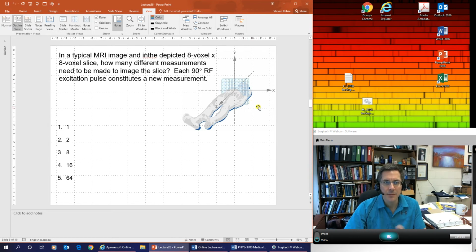How many different measurements need to be made to image the slice? Remember, each 90 degree or pi by 2 RF pulse is a new measurement. It's starting the experiment over. How many measurements do you need to do to get an 8 by 8 slice like this? So think about that. Hit pause. And when you think you have an answer, go ahead and resume. I'll wait.